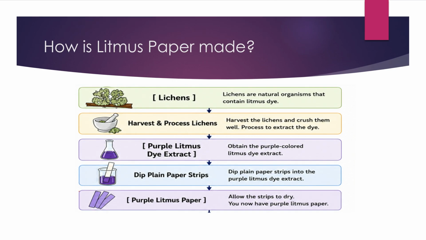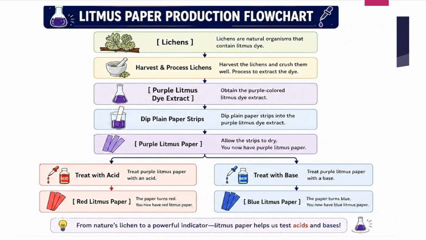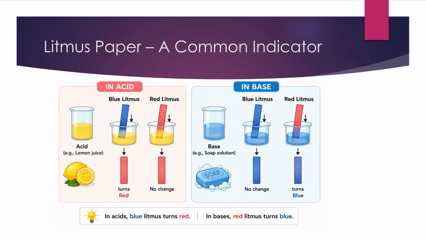This sequence shows the steps to create purple litmus paper, from lichens to the dye extract, dipping the paper, and drying the final product. The purple litmus paper can then be treated with an acid to produce red litmus paper, or with a base to produce blue litmus paper. From nature's lichen, a powerful indicator is created to test acids and bases. Litmus paper is a common indicator. In acid, blue litmus turns red, while red litmus shows no change. In base, red litmus turns blue, and blue litmus shows no change.